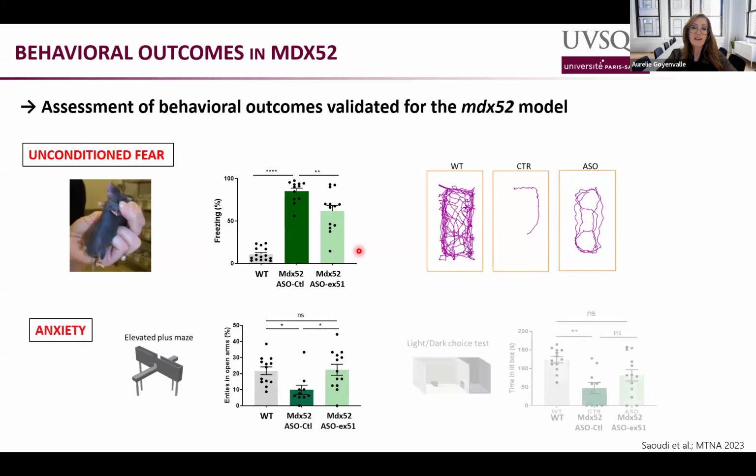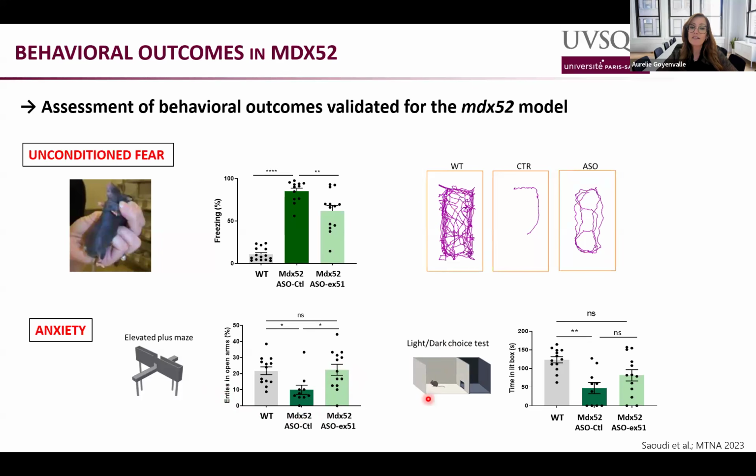We also looked at anxiety that is impaired in these mice using different tests. So for example, here the elevated plus maze, in which you can detect the anxiety by the mice not willing to go and spend much time in the open arms. So this is what is shown here. The dystrophic mice treated with the control spend less time and go less. So there are fewer entries in the open arms, and this phenotype is actually restored after the treatment.